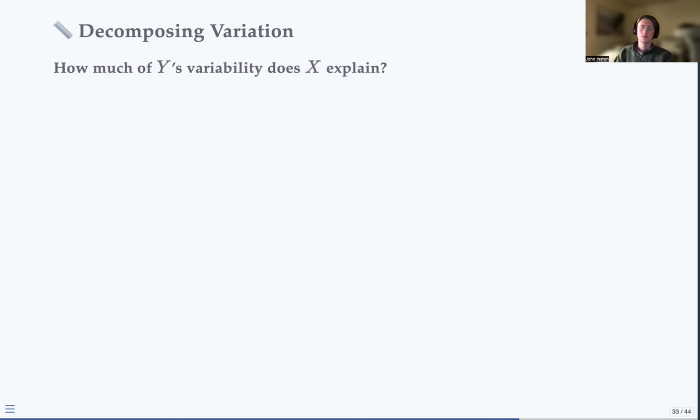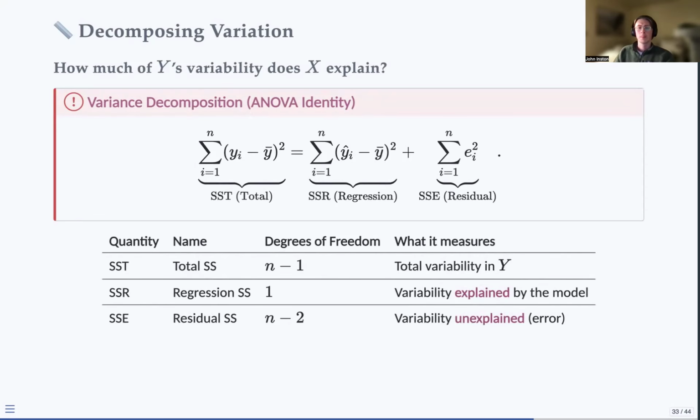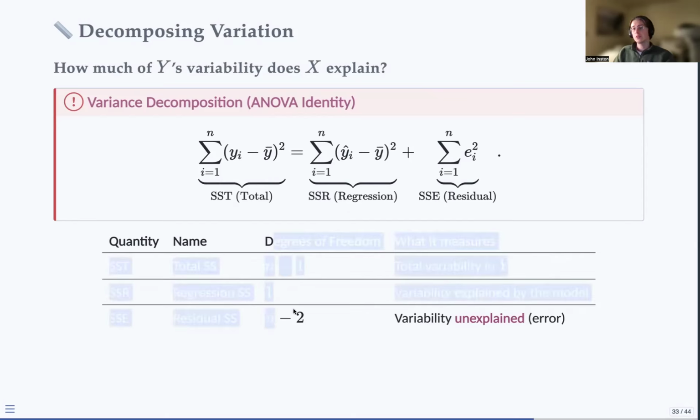So, decomposing variation. This is a very important topic that we'll cover a lot more whilst we look through linear regression. We can produce something called the ANOVA identity, which is you can write the total sum of squares as this combination of the contribution of the regression and the contribution of the residual. So we have these three different terms combining together.